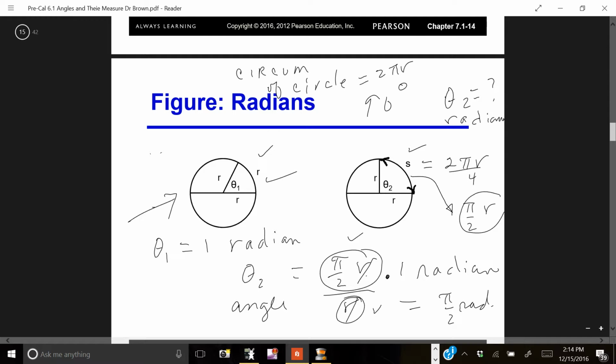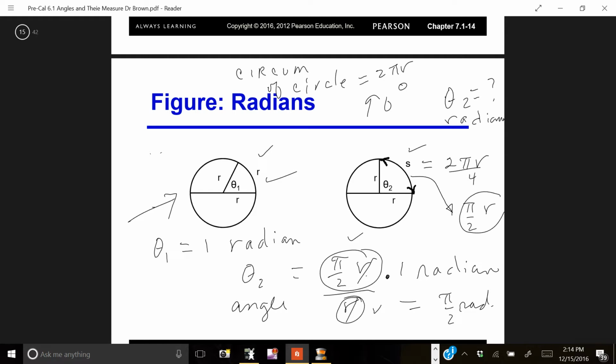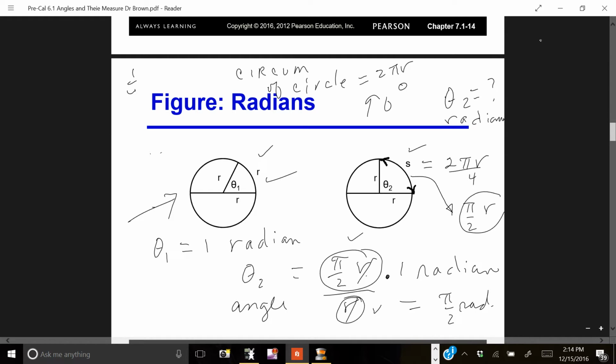So now, just briefly, a quarter of a circle is pi over 2 radians. A half a circle, which is 180 degrees, would be twice that, or pi radians. 3/4 of a circle would be 3 pi over 2 radians.